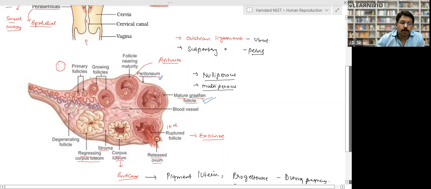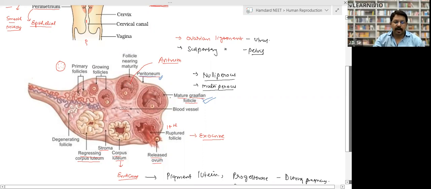After a few days, these follicles grow and become growing follicles. When the growing follicle enlarges, this is the egg, and in the middle the cells dissolve and become a gel-like structure called the antrum. Mature follicles are those where antrum formation takes place. Initially there is the egg surrounded by a spherical structure made up of cells, called the growing follicle. Then some of the cells dissolve and the antrum forms.